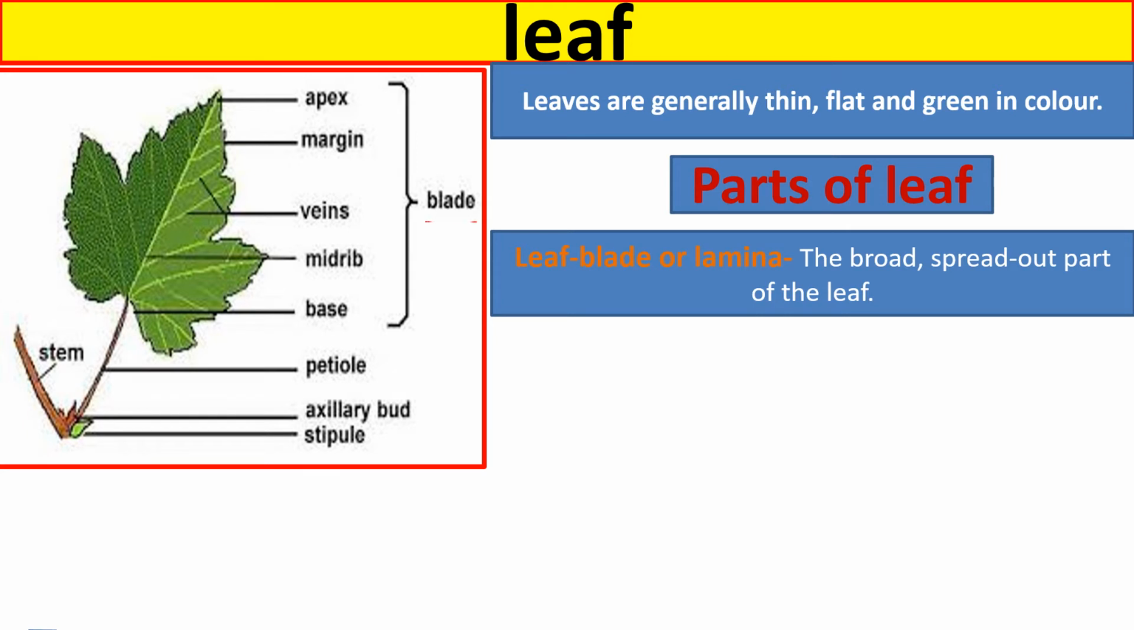First is leaf blade or lamina. The broad spread out part of the leaf. So the whole spread out surface, that is leaf blade.